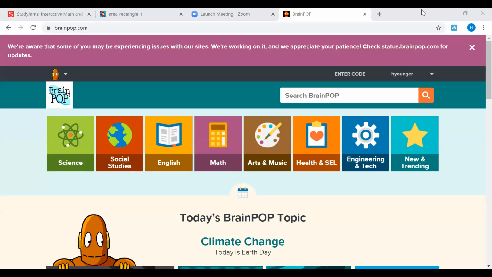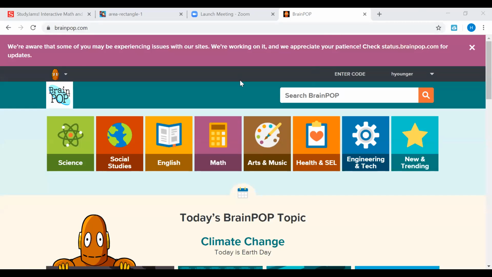I've noticed BrainPop has been having some issues with their site. So if you do get onto BrainPop and you see this purple heading up here, where it is experiencing issues, you can still try to go on. Just know that the site is experiencing some difficulty. Hopefully they'll fix that soon.